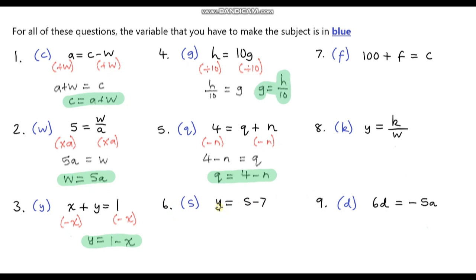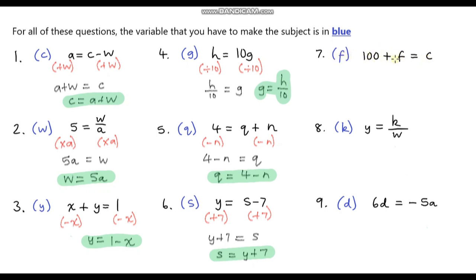Question 6, y equals s minus 7, that's an s, not a 5, and we have to make s the subject. So at the moment we're subtracting 7, so the opposite of subtracting 7 is to add 7. On the left hand side we've got y plus 7, and on the right hand side we've just got s, so my final answer will be s is equal to y plus 7.